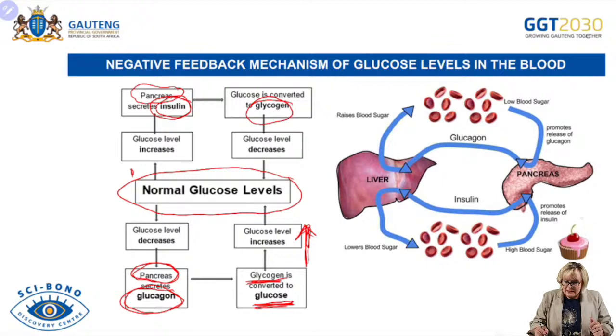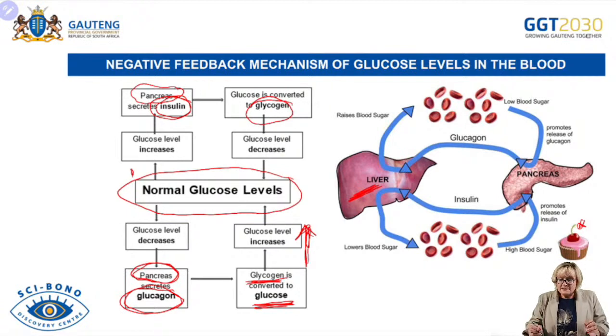There's that little cake, and if you eat that, definitely you're going to have an increase in your blood sugar levels. Because of that, the pancreas is going to secrete insulin to bring it down, and then it will lower the blood sugar level. And if there's too much, remember what happens here in the liver? The glucose is converted to glycogen and stored there.